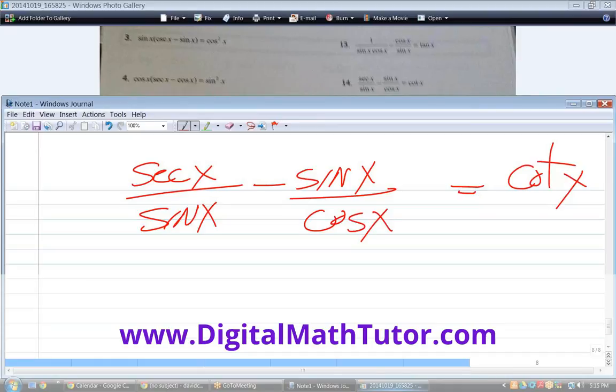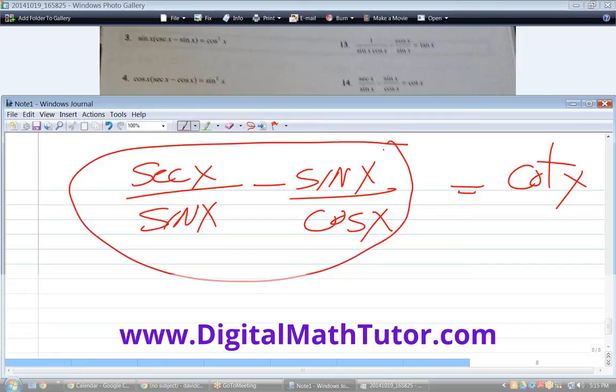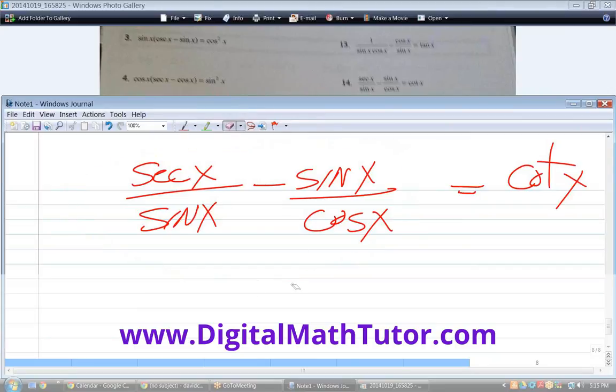Now, worst case scenario with this problem, is we know cotangent x is cosine over sine, and 3 of the 4 terms are cosine or sine, and I can convert secant x into cosine, so we know we're going to be able to solve this. So we kind of want to manipulate the left so that we are going to end up with cosine over sine.